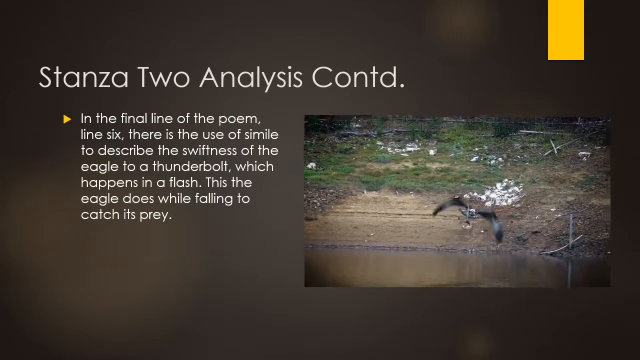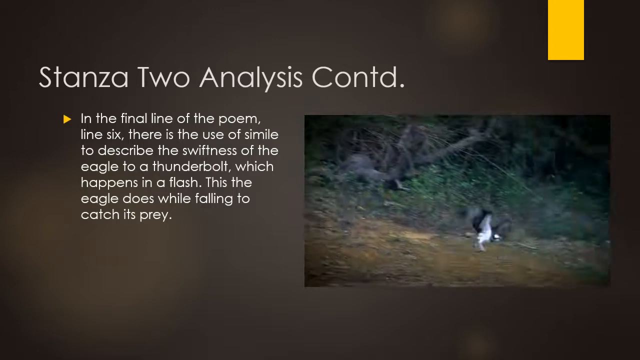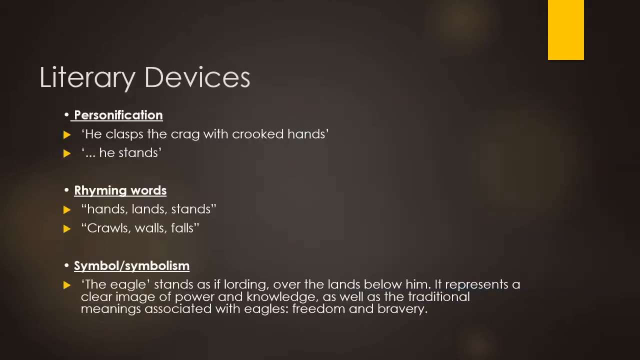So, this is a very simple and very interesting poem. We want to quickly go on and look at the literary devices. So, there is the use of personification. Human attributes have been given to inanimate objects. Example, he claps the crag with crooked hands.